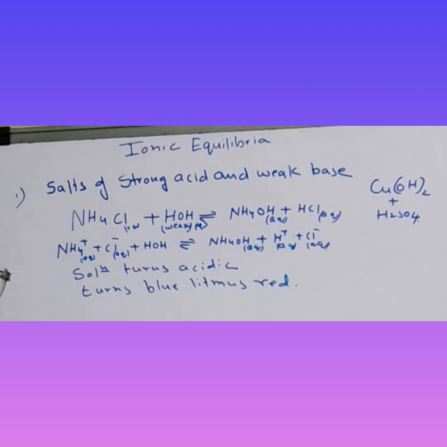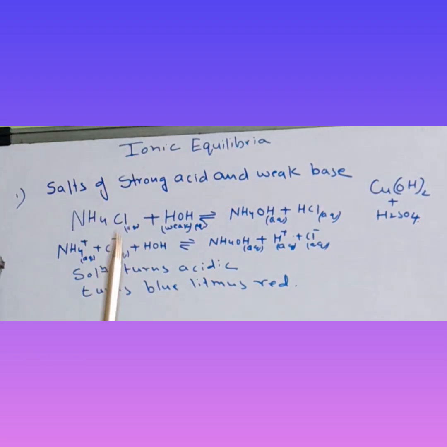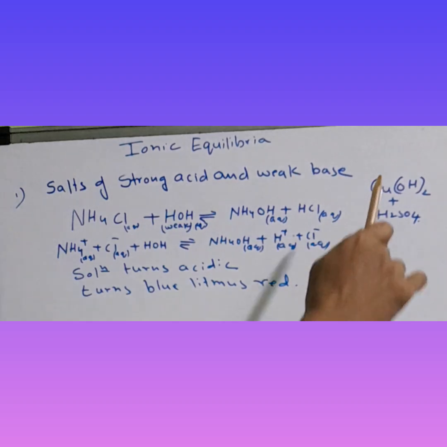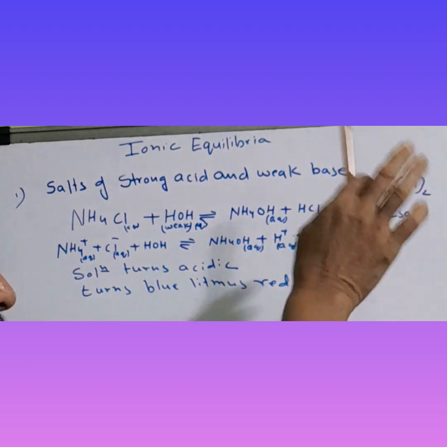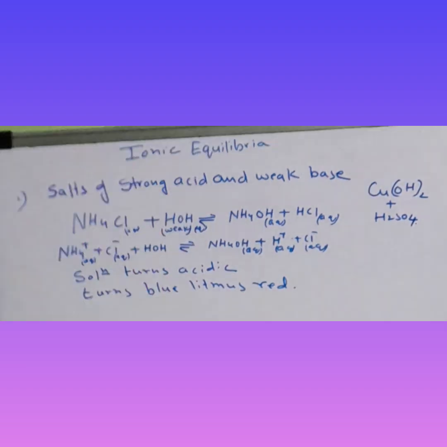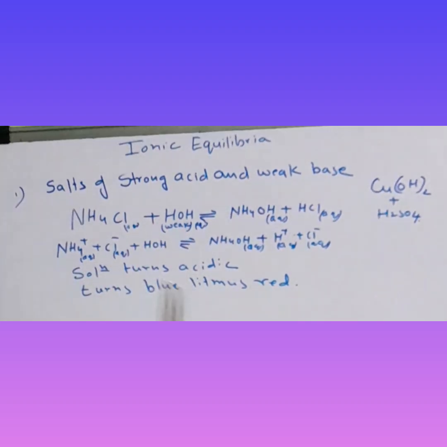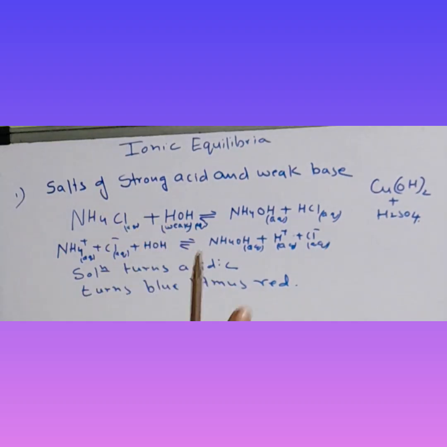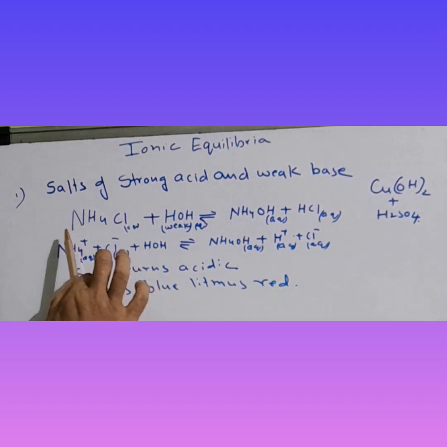What are weak bases? As I mentioned in my earlier videos, weak bases are hydroxides of transition elements, inner transition elements, and ammonium hydroxide. Copper hydroxide is also a hydroxide of a transition element. For example, copper hydroxide and sulfuric acid: sulfuric acid is a strong acid, copper hydroxide is a weak base. The example I have chosen here is ammonium chloride: ammonium hydroxide, weak base, and HCl, strong acid. So it is weak base, strong acid, salt.